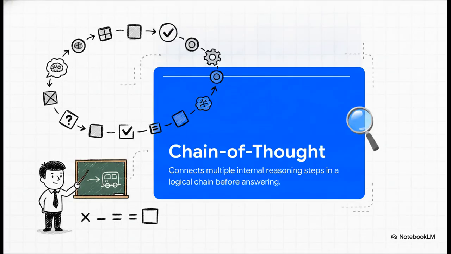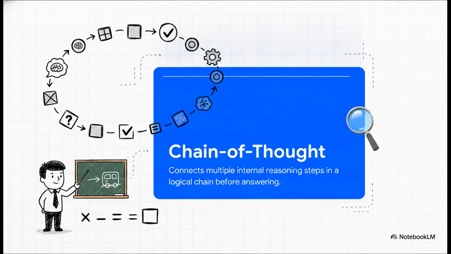Then we have chain of thought, or COT for short. While React is all about alternating between thinking and acting, chain of thought is about connecting multiple internal reasoning steps in a logical chain before ever arriving at an answer. It's exactly like when your middle school math teacher forced you to show your work.